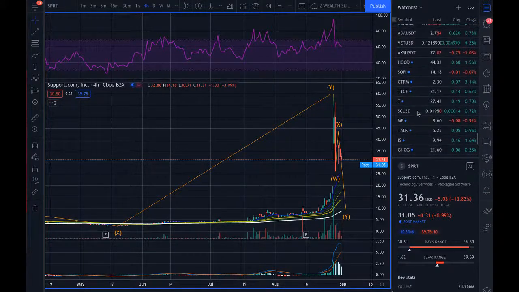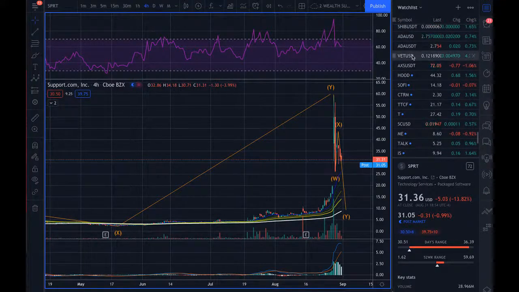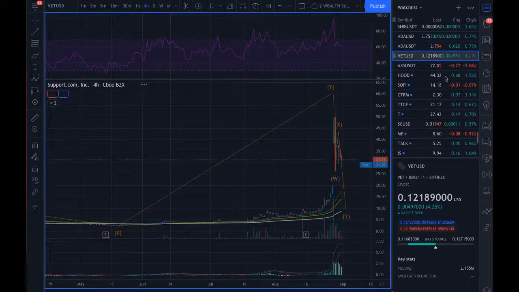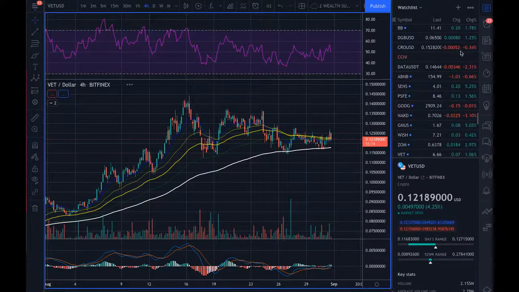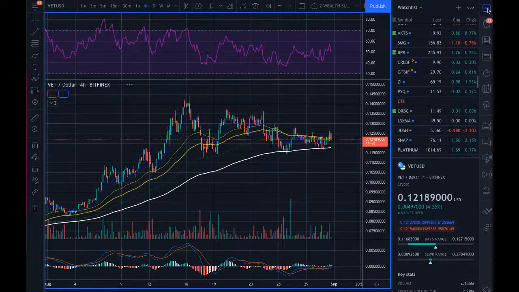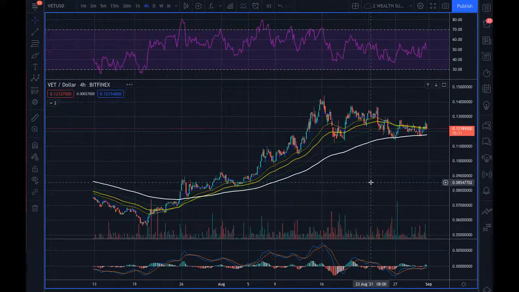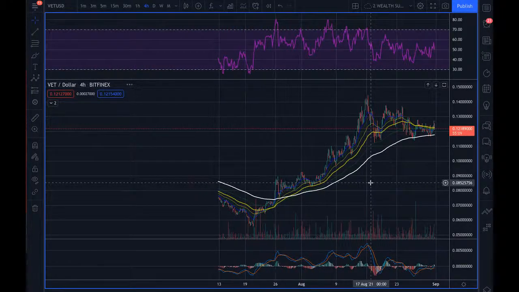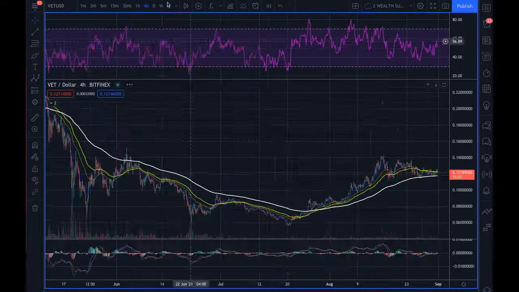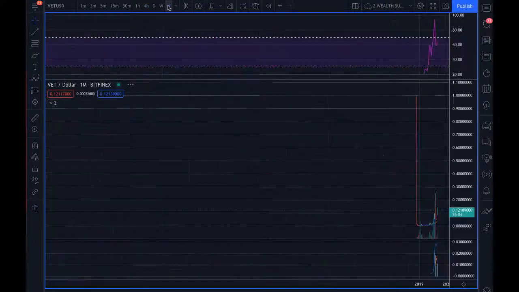Let's see here, and if you see anything, okay, there we go. If you see anything else that you want to take a look at, I have a million different symbols on the watch list. Okay, VET/dollar. Let's go out to the monthly.